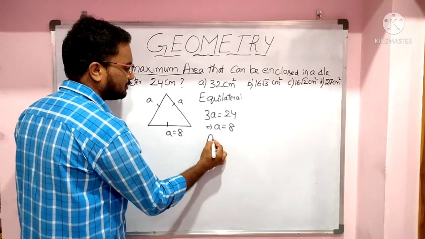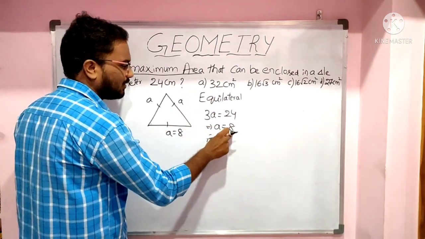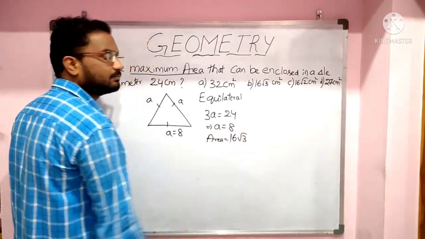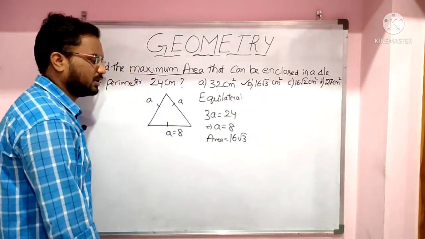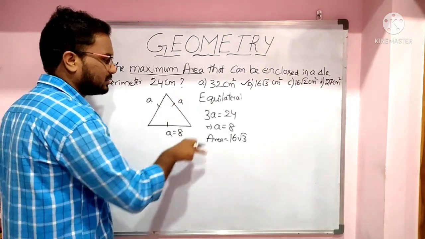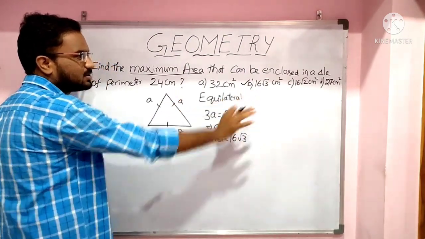So the area formula: the area of an equilateral triangle is half side by 2 whole square into root 3, with half of 8 being 4. So 8 by 2 is 4, 4 square is 16, root 3. That's it. So the answer is 16 root 3.